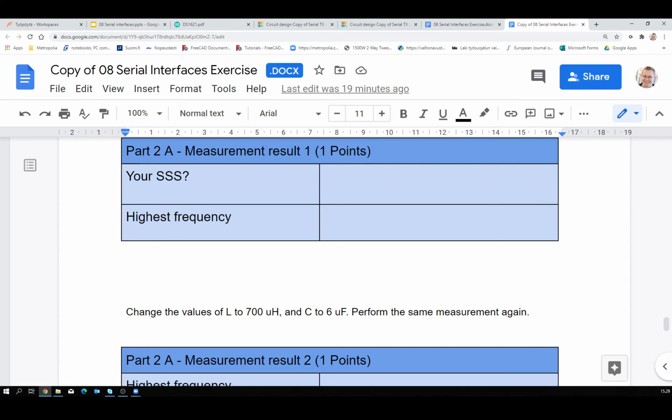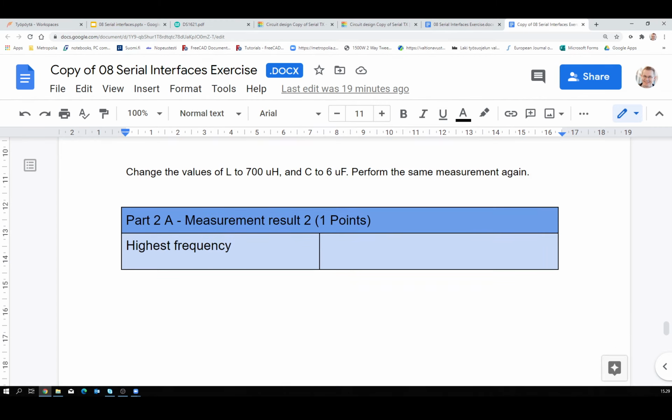Next, change the values to these fixed 700 microhenry for inductor and 6 microfarads for the capacitor. That's basically to simplify the following. If you are using the SSN number, some of you actually will get a little bit harder topic. So now with these values, find again the highest frequency, if you did the connection right and set the values correctly.